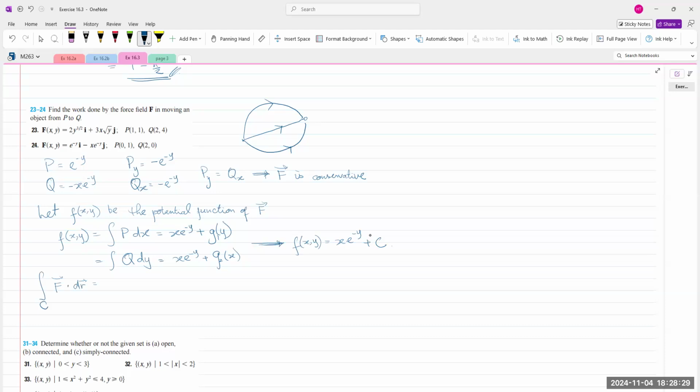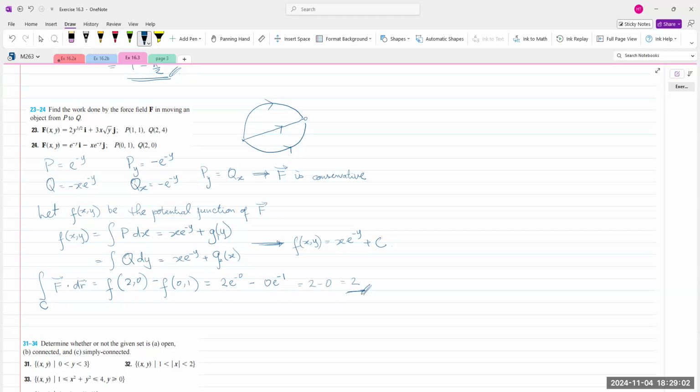Okay, then the line integral over curve C of F dot dr will be the potential function at the terminal point, in this case 2, 0, minus the potential function at the initial point 0, 1. Okay, this is 2e to the negative 0 minus 0e to the negative 1. But that's basically 2 minus 0, that's 2.